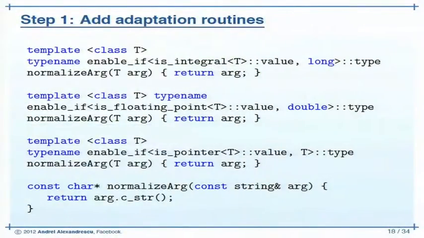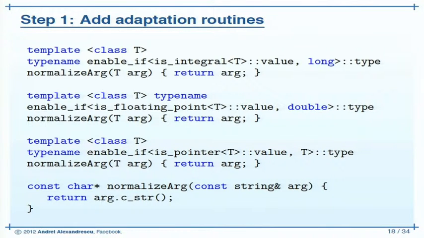Step number 1. First, we need to add some adaptation routines, I call them. The dot dot dot in printf has some weird rules. All integrals become long. All floating points become double. All that stuff, right? So here's what I'm going to do. I'm going to use this enable_if idiom, which I'm going to talk more about tomorrow. If this type is integral, just convert it to a long. If the type is floating point, then I'm going to return a double. And finally, this is the more interesting part. If it's a pointer, just leave it alone.